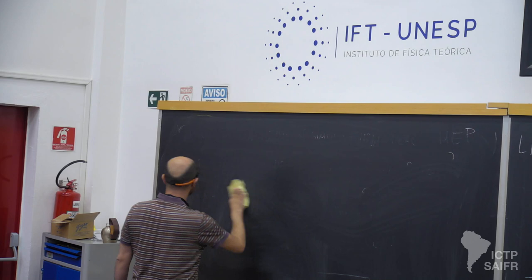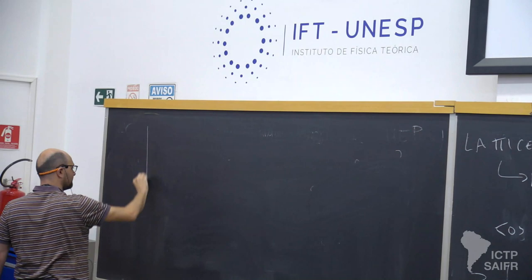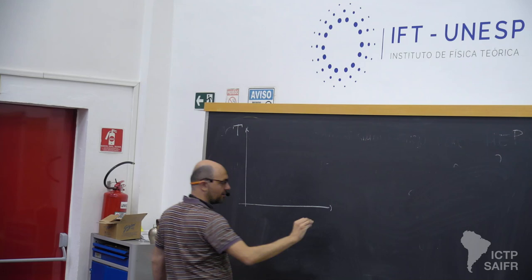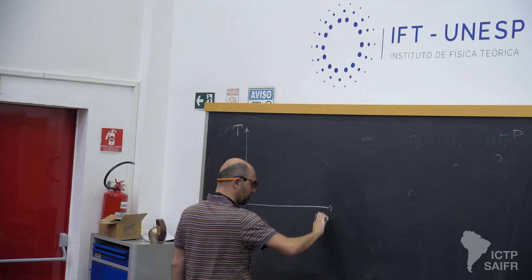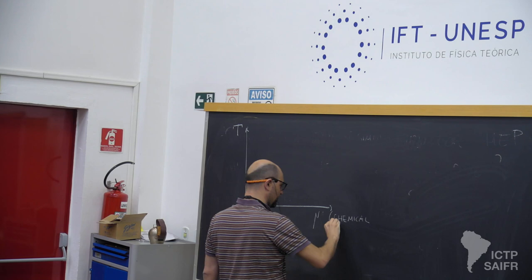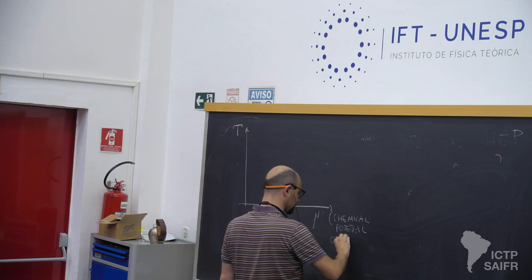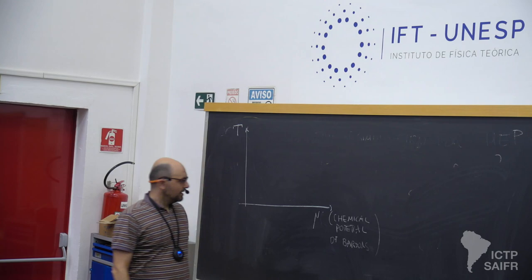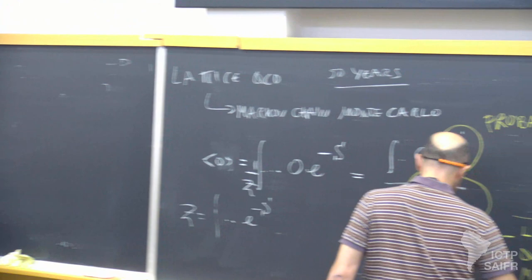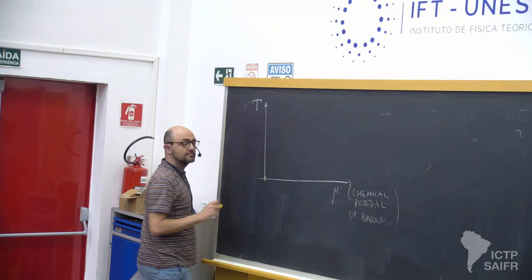So the two main parameters of this phase diagram of QCD are temperature, and here what is called chemical potential of the baryons. We call it mu, chemical potential, baryons. In this phase diagram, our world lives here.